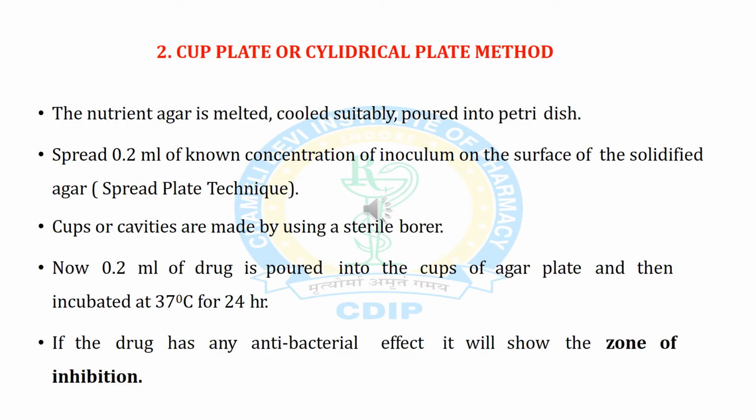So the next method is the cup plate or cylindrical plate method. In this, the nutrient agar is melted, then cooled suitably and poured into the petri dish. Spread 0.2 ml of known concentration of inoculum on the surface of the solidified agar. Cups or cavities are made by using a sterile borer. Now 0.2 ml of drug is poured into the cups of the agar plate and then incubated at 37 degrees centigrade for 24 hours. If the drug has any antibacterial effect, it will show a zone of inhibition.